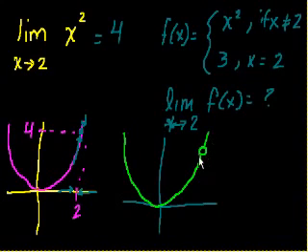We draw a hole, right? Because it's not defined at x equals 2. This is x equals 2. This is 2. This is 4. This is the f of x axis, of course. And when x is equal to 2, let's say this is 3.